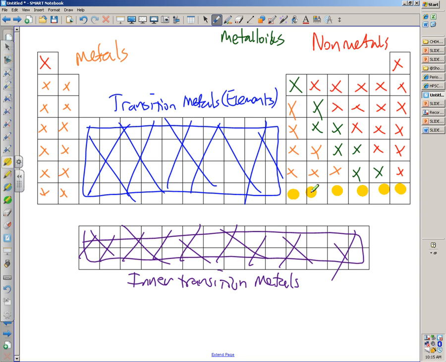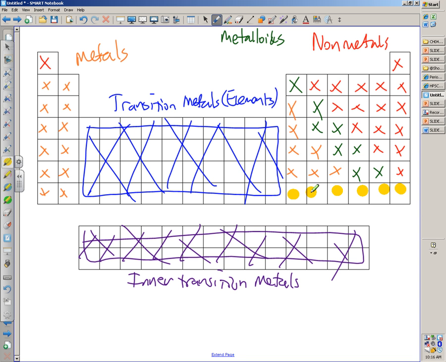Alright, are we good with these big regions of the periodic table? Questions? I need a label. As far as a pattern goes, because that's what we look for, right? Where are the metals found on our periodic table? Generally, what side? On the left side.